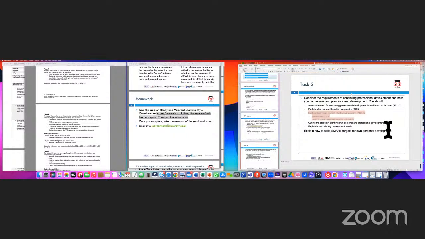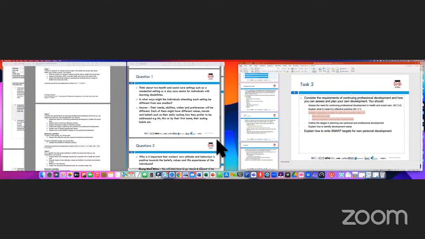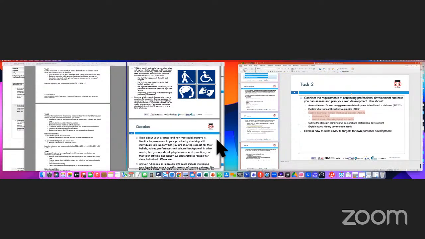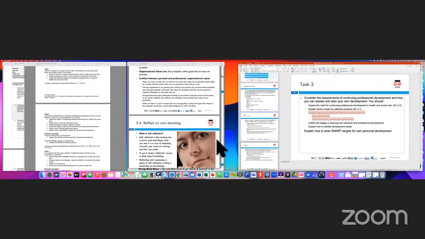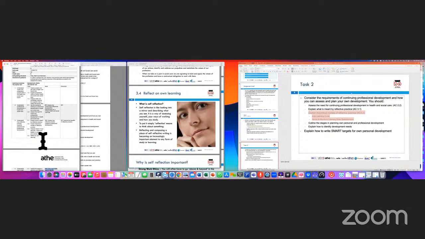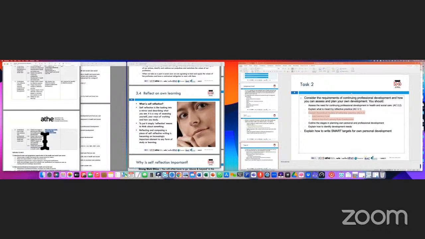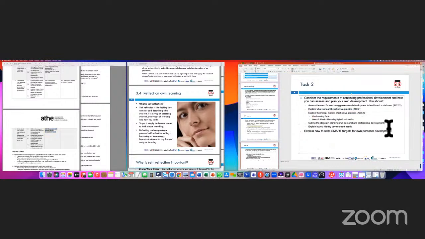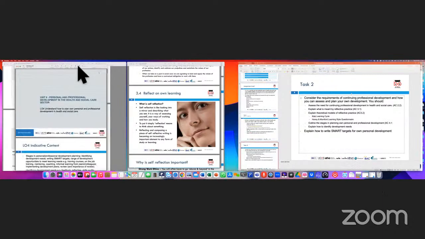Now, the next task talks about outlining the stages in planning your own personal and professional development. This was a task related to 3M1. It's a merit task, or task 3.3, which talks about providing an outline of the stages in planning your own personal and professional development. When we talk about this task, what we are looking at is assessment criteria 4.1. And for that, you need to go into the learning outcome 4 presentation.